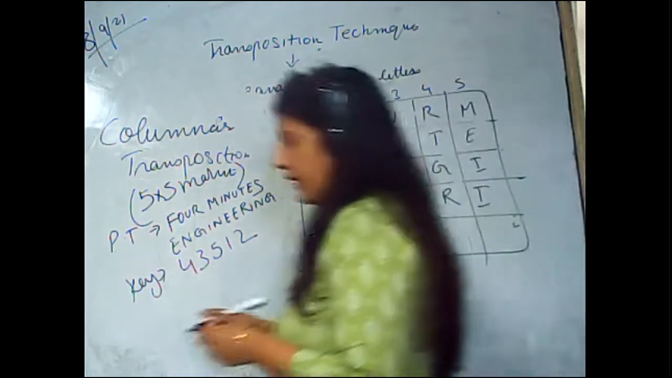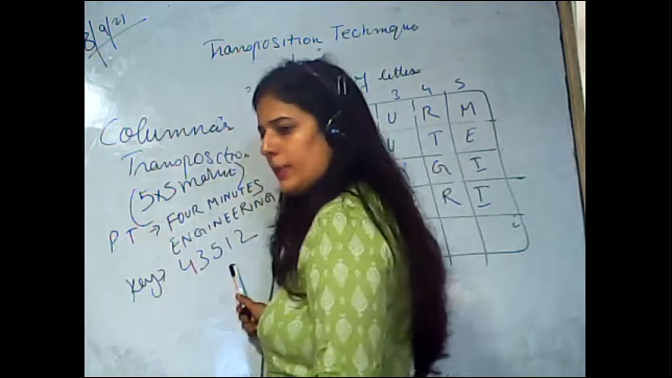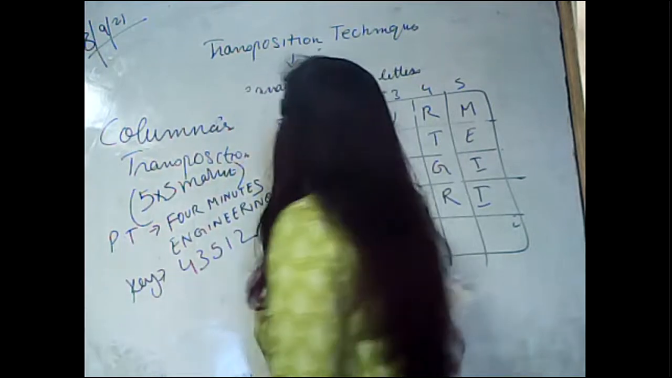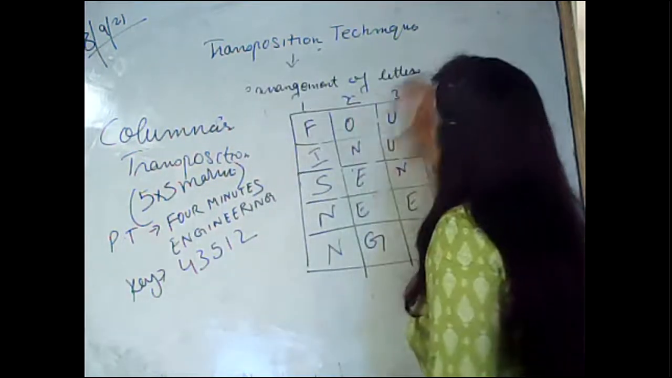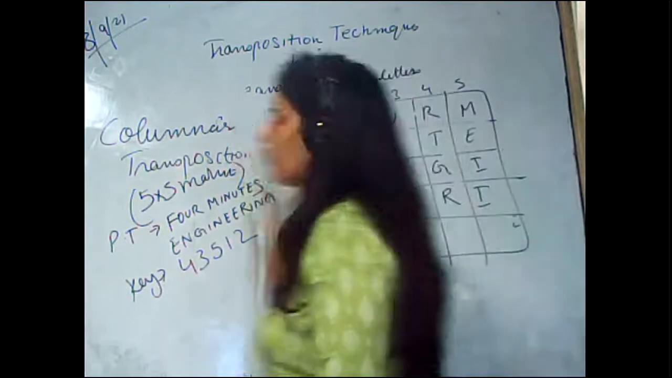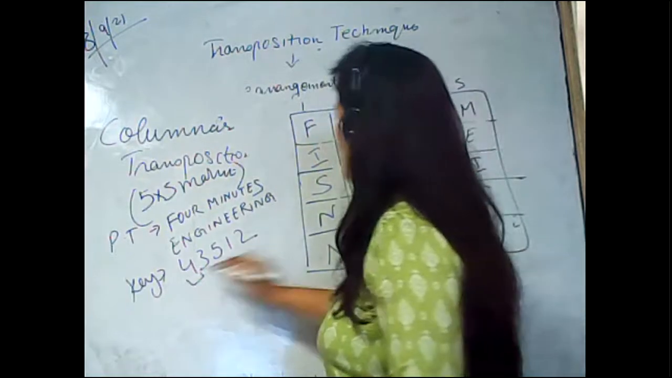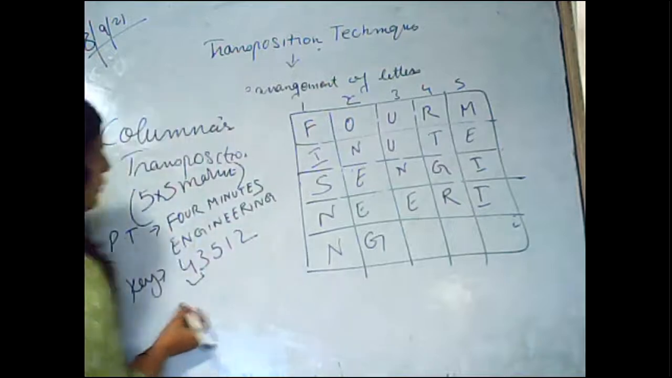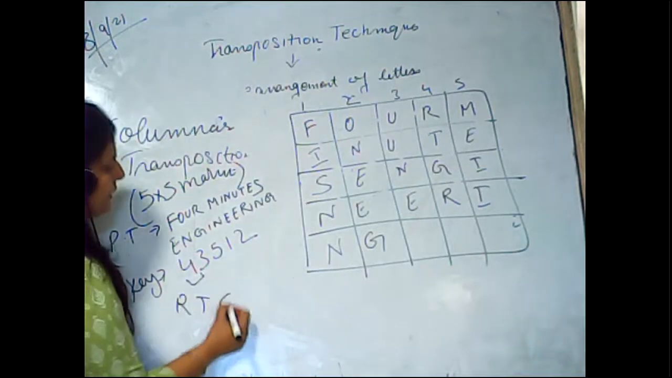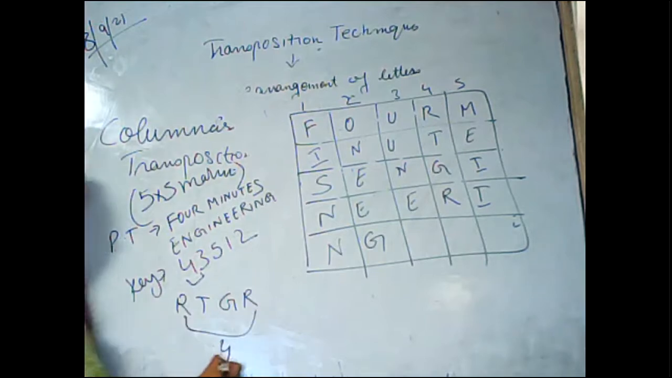Now I am given this particular key, 4, 3, 5, 1, 2. I will include the column parts over here. I will not go to the rows part, I will go to the column. What are the different elements available in the column part? This is my key value 4, 3, 5, 1, 2. I will go to the column 4, and the value over here is R, T, G, R. This is my fourth column.